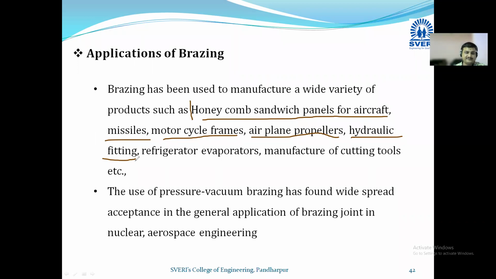So that is done by using the brazing operation. Refrigerator evaporators and manufacture of cutting tools. I was talking about high speed tool steel utilized in lathe operations, and in many such tools a graphite point is brazed onto high speed cutting tools so that we can cut the material very efficiently and cleanly. These are some of the examples where the brazing operation is done.